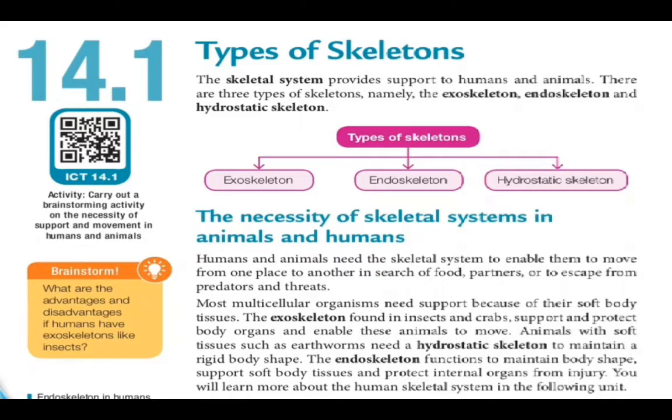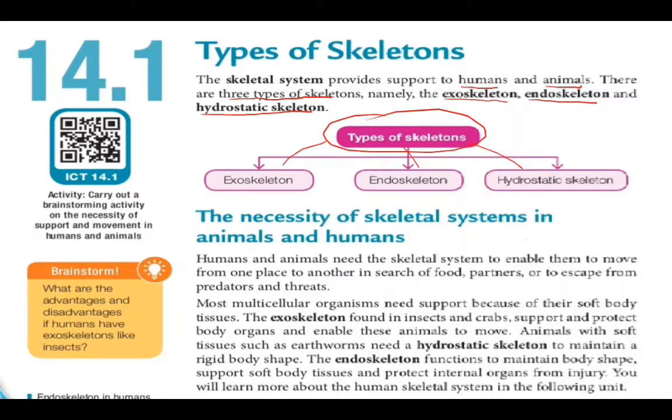The skeletal system provides support to humans and also animals. So there are three types of skeletons. The first one, exoskeleton, second one, endoskeleton, and the third one, hydrostatic skeleton. So these are the three types of skeletons.